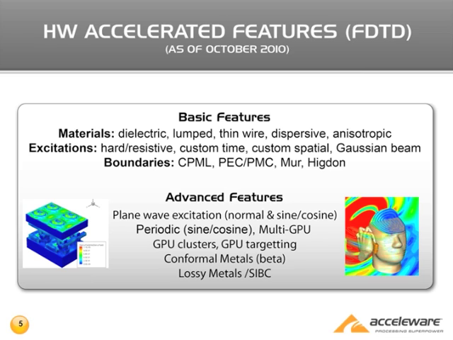We also have lossy metal or surface impedance boundary condition support for more accurate metal modeling, as well as we're in the beta stages of doing conformal metals, so curved metal surfaces.